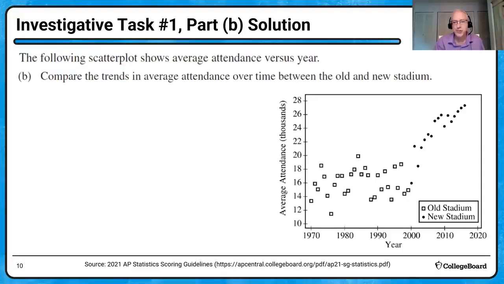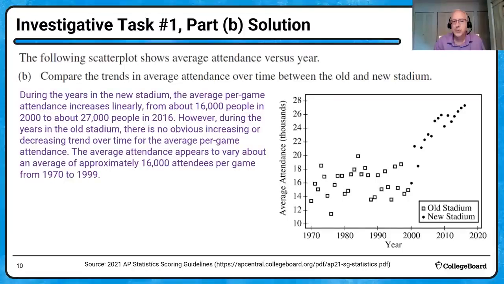Let's start with the new stadium, the one with the solid black dots. During the years in the new stadium, the average per game attendance increases somewhat linearly from about 16,000 people in 2000 to about 27,000 people in 2016.